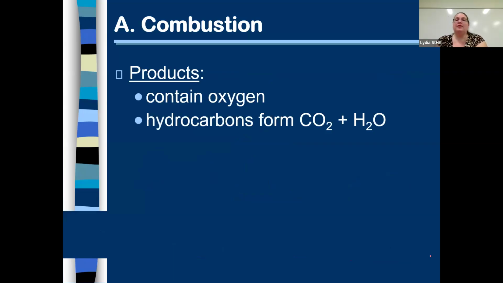So how do we know what to look for in a combustion reaction? The product is going to contain something combined with oxygen. If you notice, the carbon combines with oxygen, and the hydrogen combines with oxygen. So the hydrocarbon is split and we combine it with oxygen. So the products will contain this oxygen component in a combustion reaction.